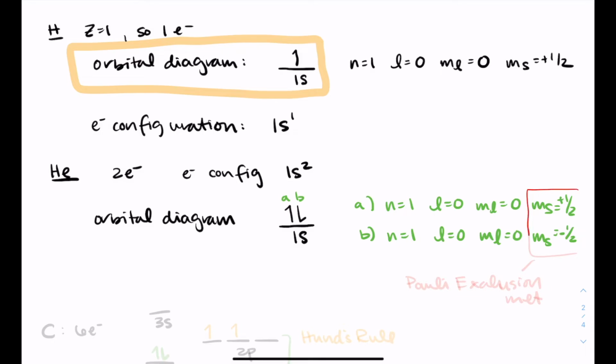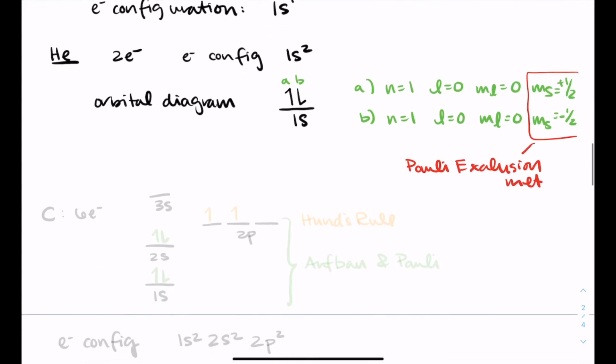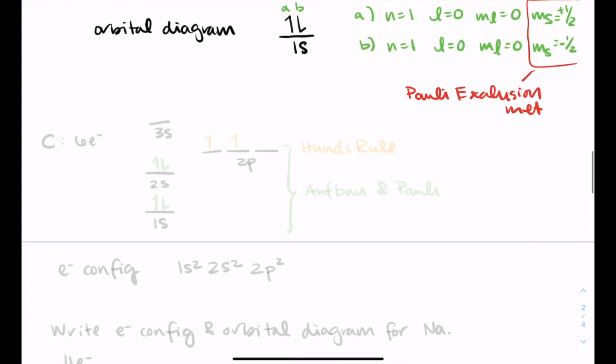My electron configuration, which I guess I've already written, but we kind of skipped past it: I have a 1s orbital with 2 electrons in it. So I've got 1s and then a superscript 2. Okay. Let's jump to carbon.